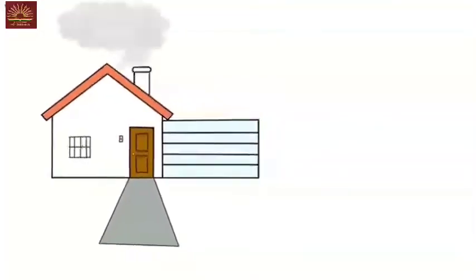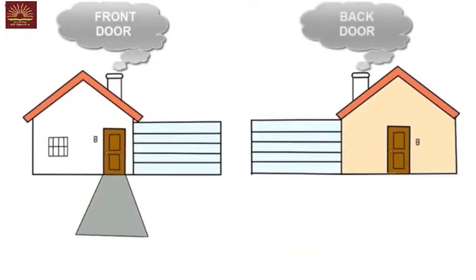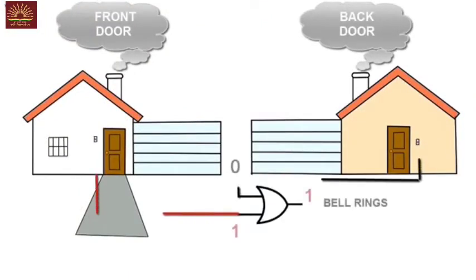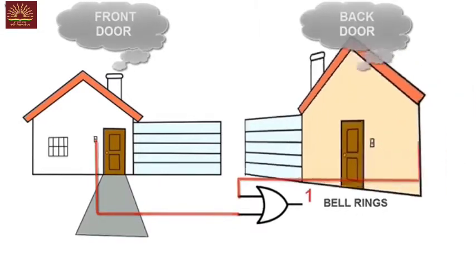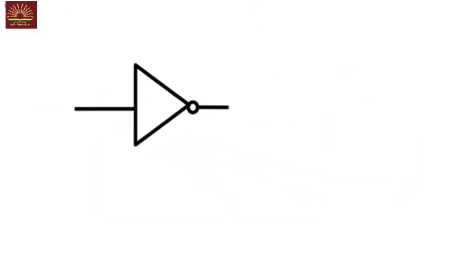When a house has a front door and a back door, guests can arrive at any door. In the event when either the front door or the back door bell is pressed, the bell rings indicating that the guest has arrived. The last basic gate is a NOT gate.